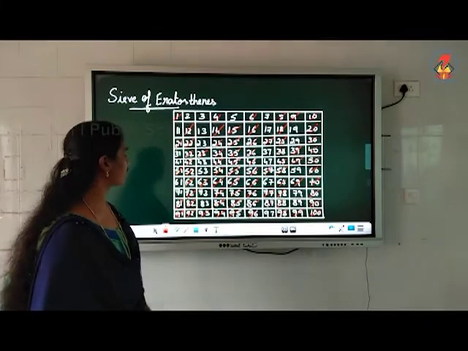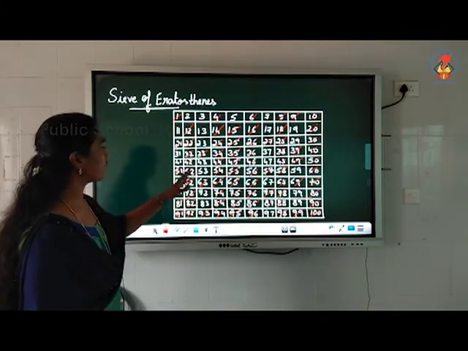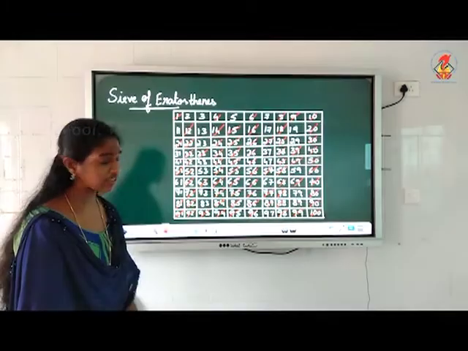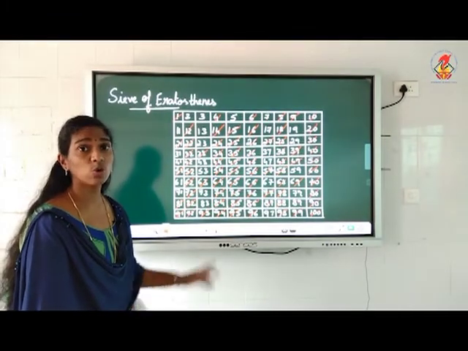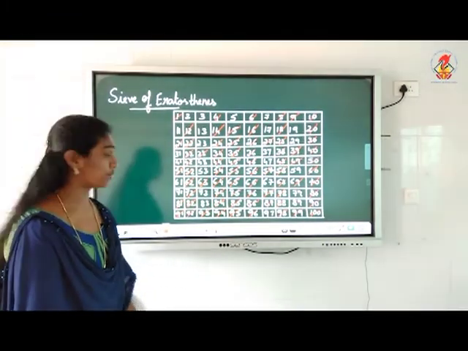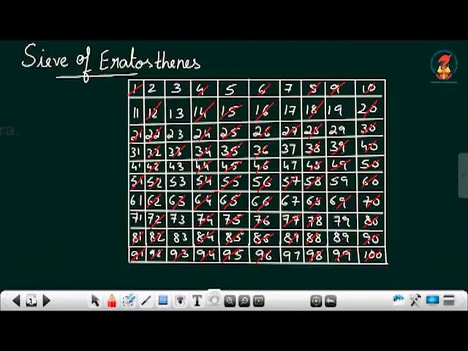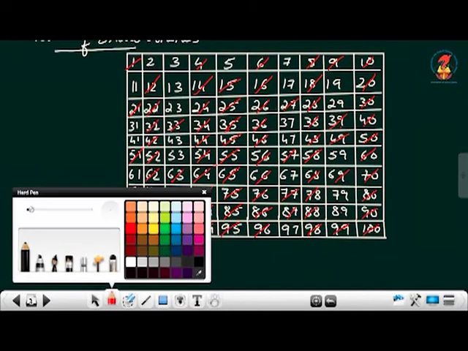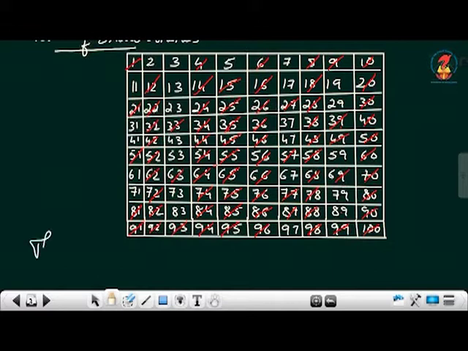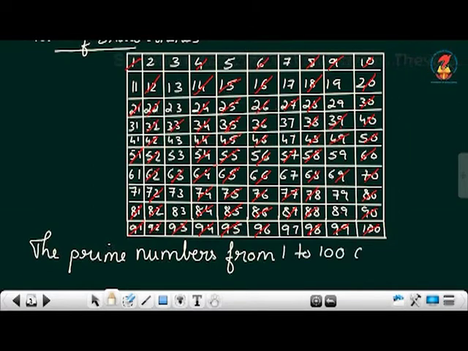Now see what is left. All the numbers which are not crossed out, those numbers are called prime numbers. So you will write down the prime numbers. The prime numbers from 1 to 100 are, which are the prime numbers children?